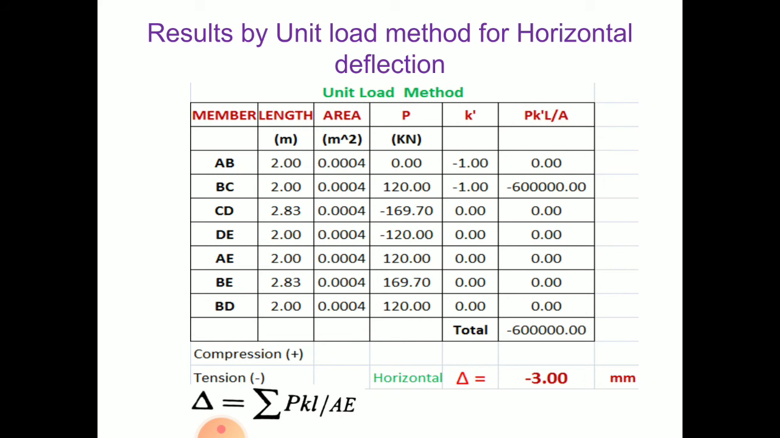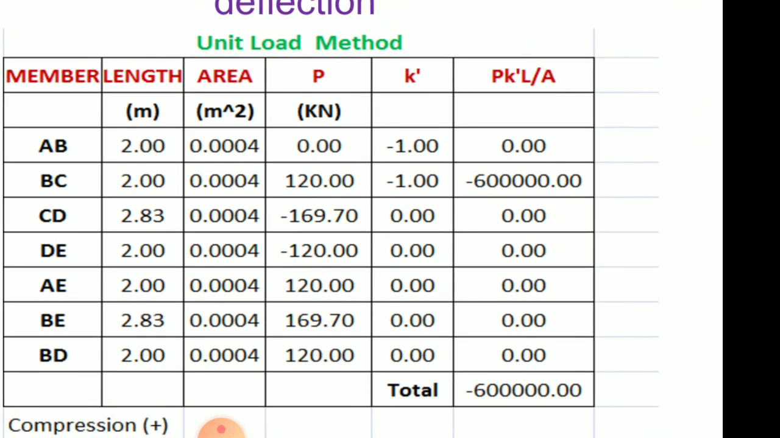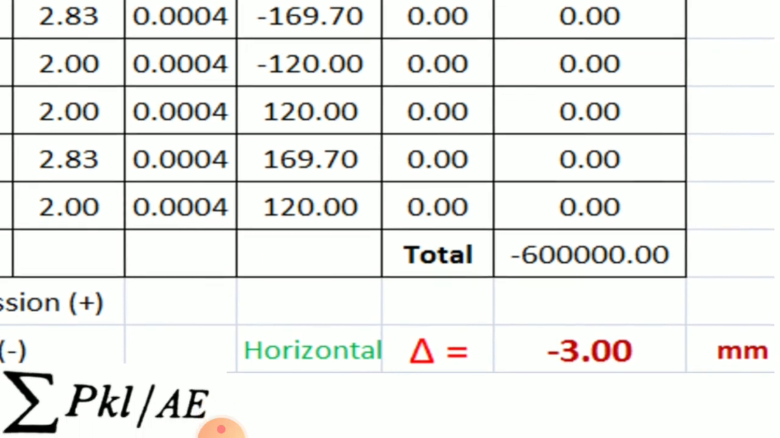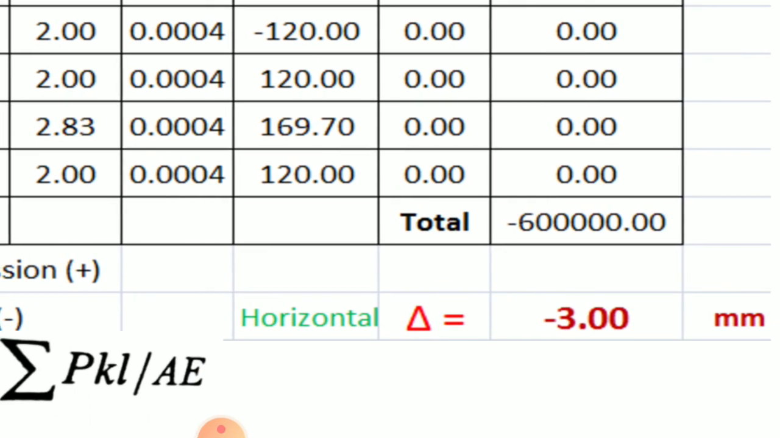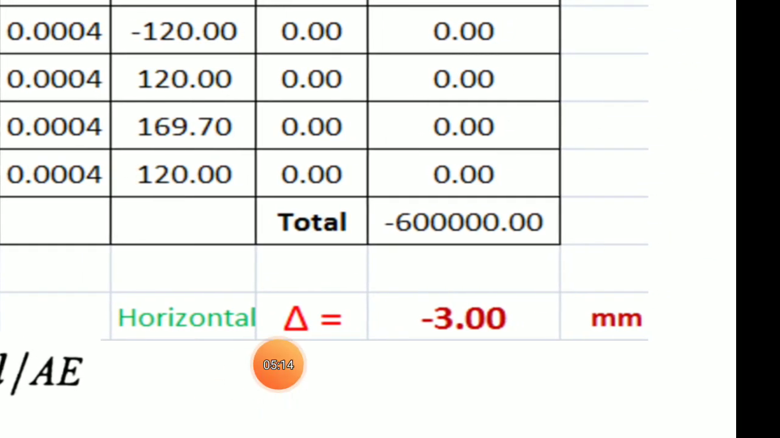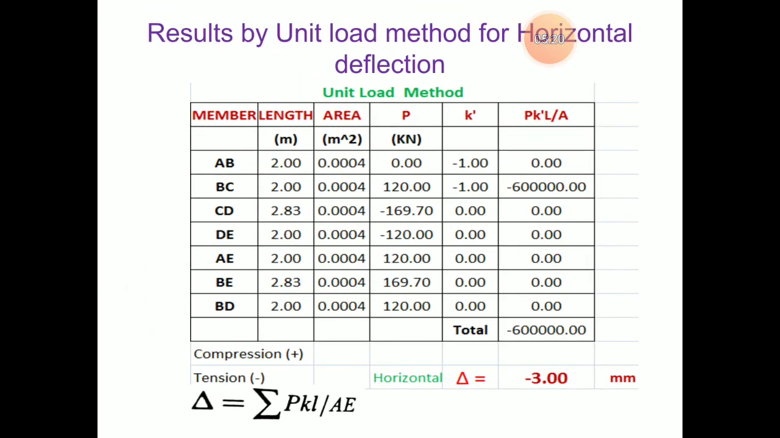Then applying again the formula sigma P K dash L by AE, again we will list out the forces in the members due to the applied load, that is P. Then forces in the members due to application of the unit horizontal load, K dash. So the total will be 60,000, I mean 6 lakh, 60 lakhs. So horizontal deflection will be equal to sigma PK dash L by AE. So that works out to minus 3 mm. That means it is acting towards left. That is, the deflection is towards left. Thank you.